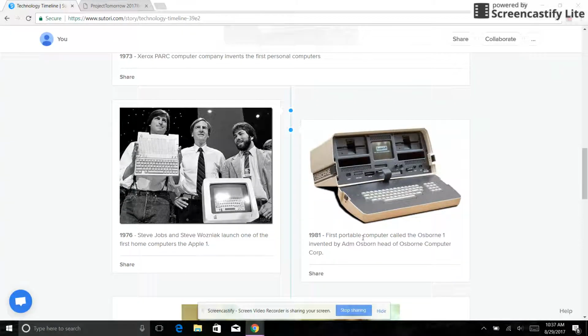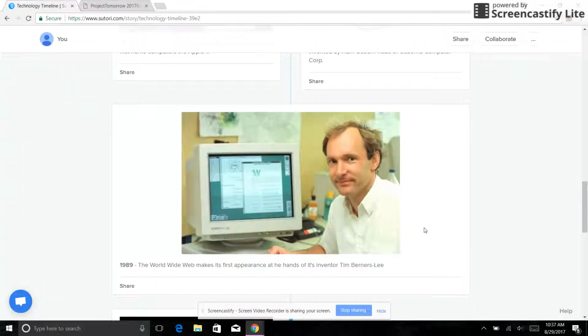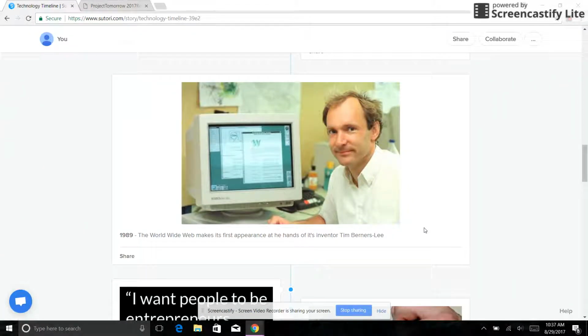In 1981, the Osborne Computer Corps was kind of in competition with Apple, and they invented the first portable computer. And it has that tiny little screen that you see here. From there, we have 1989, which is when Tim Berners-Lee released the World Wide Web, which is the internet as well, with some tweaks as we know it today.